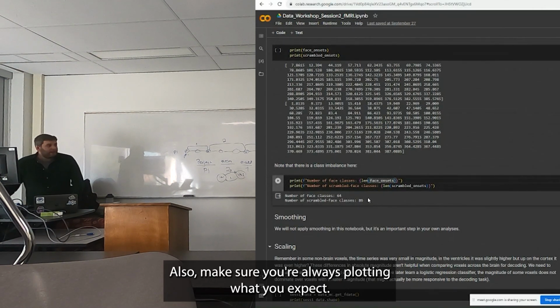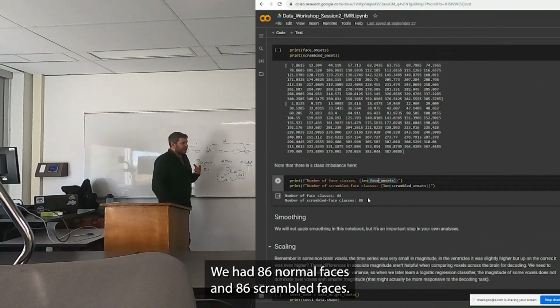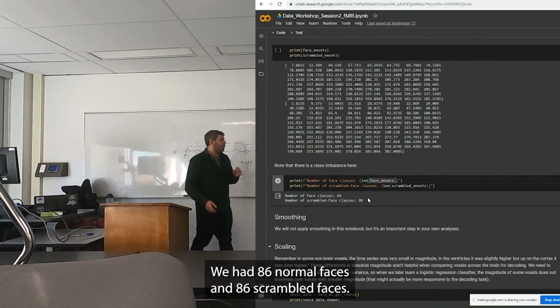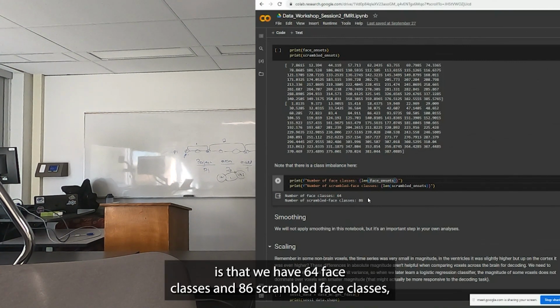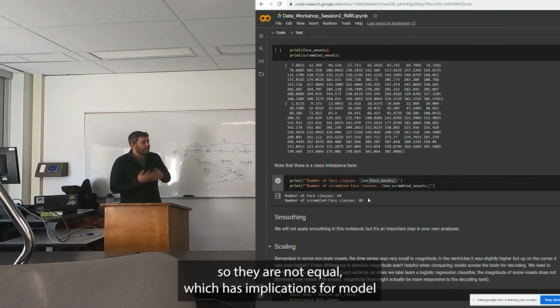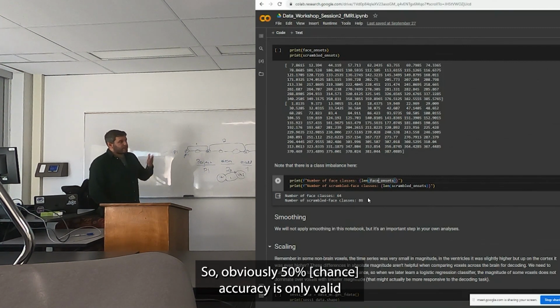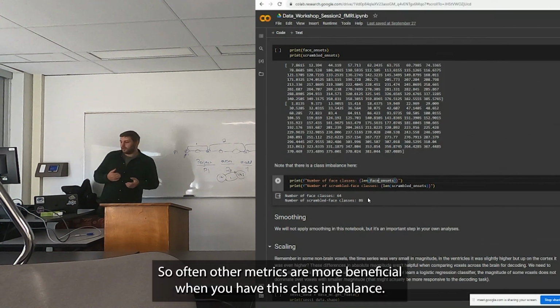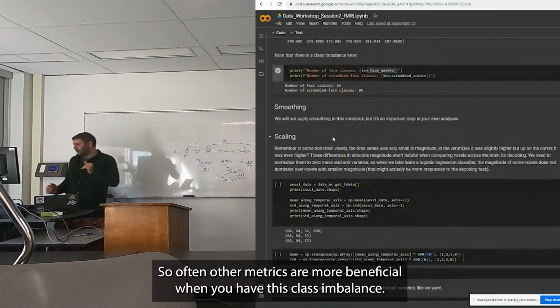Also, make sure you're always plotting what you expect. Remember in the previous case with the EEG data, we had 86 normal faces and 86 scrambled faces, but what they've done in the fMRI classification is we have 64 face classes and 86 scrambled face classes. So the classes are not balanced, which has implications for model training and for what your chance accuracy is, because 50% accuracy is only valid when there's an equal balance between classes. So often other metrics are more beneficial when you have this class imbalance.